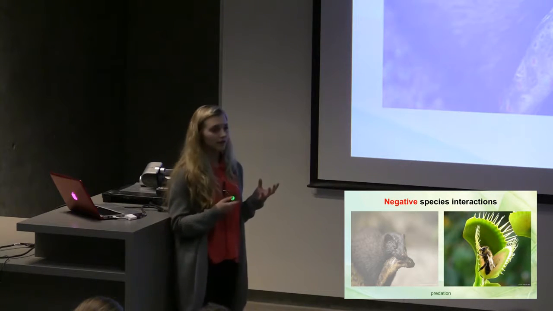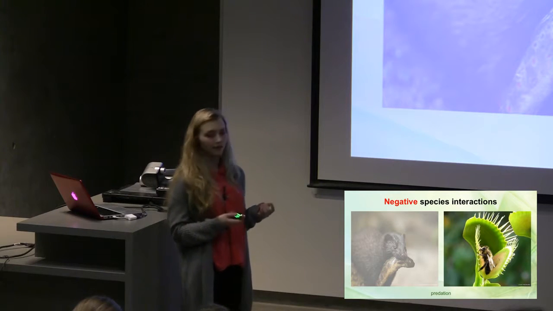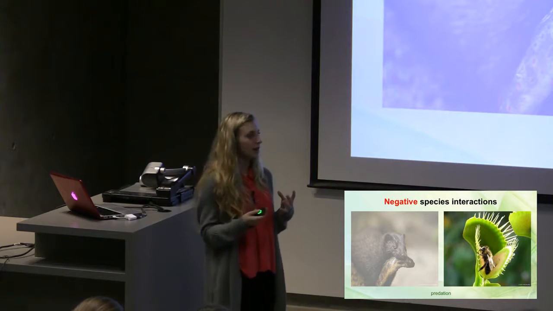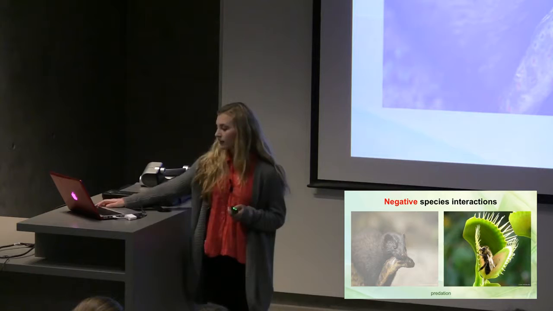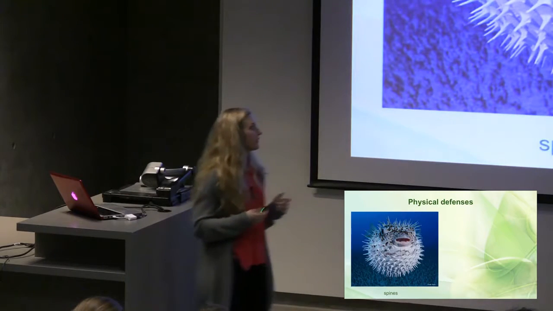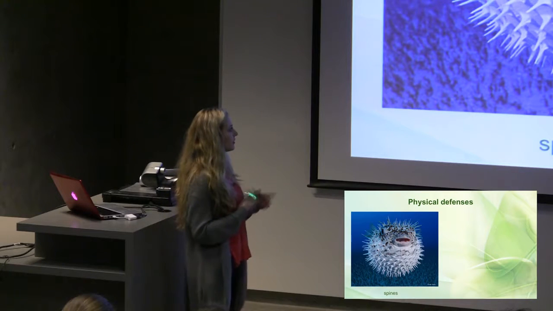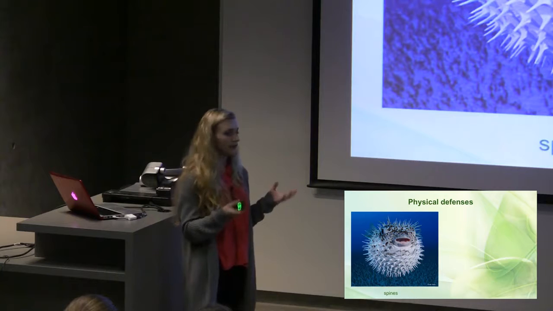So the losers of these negative interactions, the ones that are harmed, like the hosts of parasitism or the prey from predation, have found ways to adapt and ways to avoid being hurt. An example of these defenses are physical defenses, like the spines of this pufferfish. This makes it hard for predators to eat the fish and also for parasites to land on it.